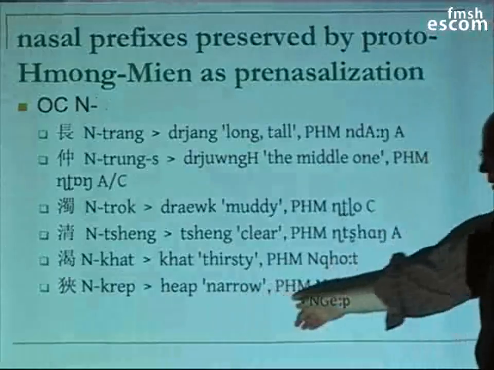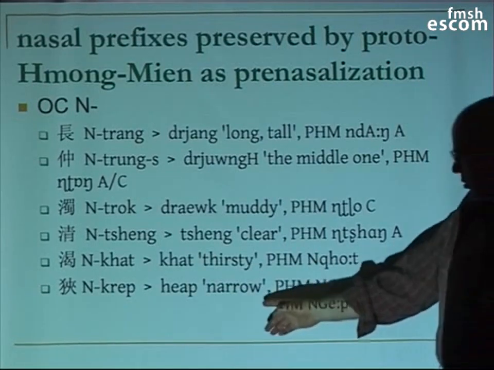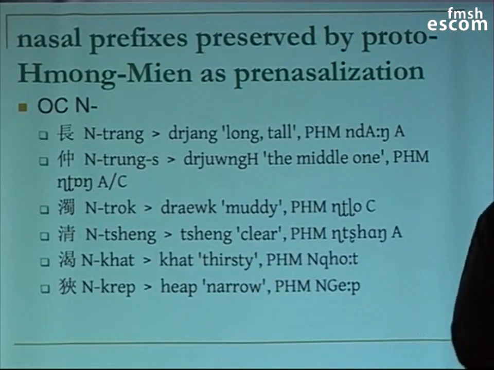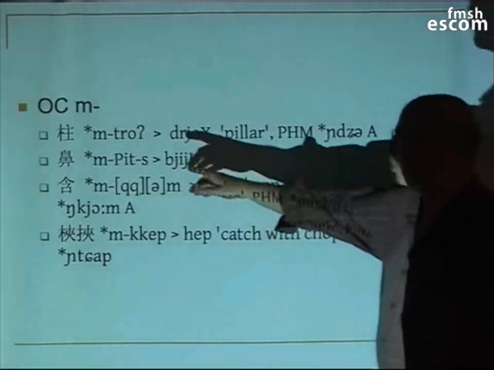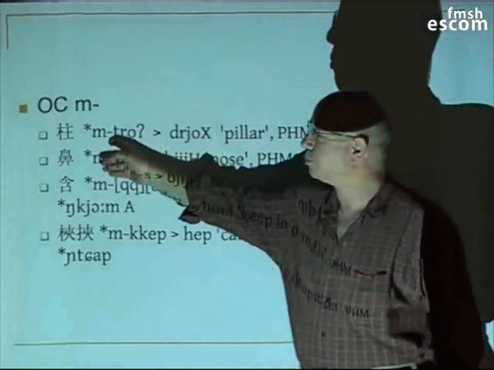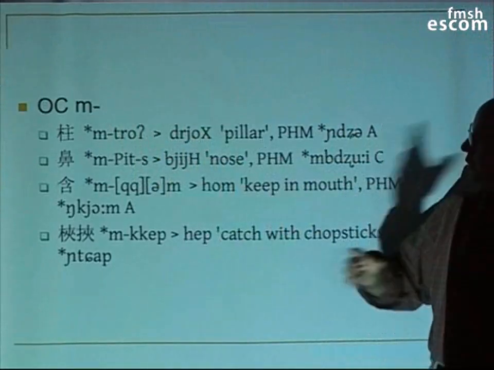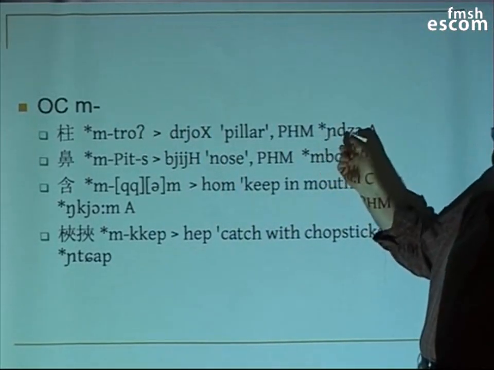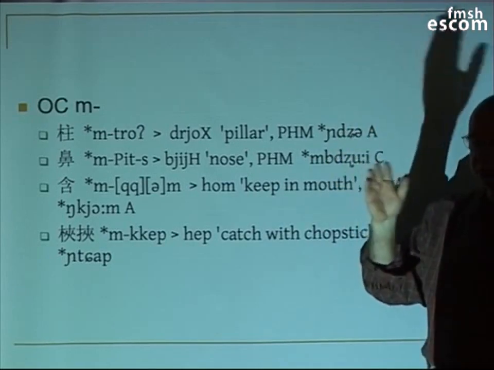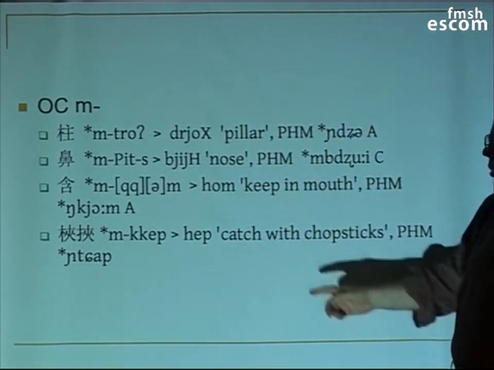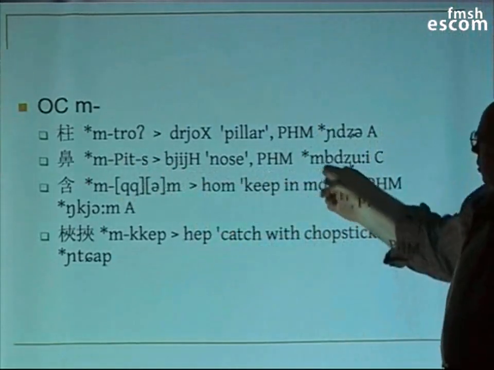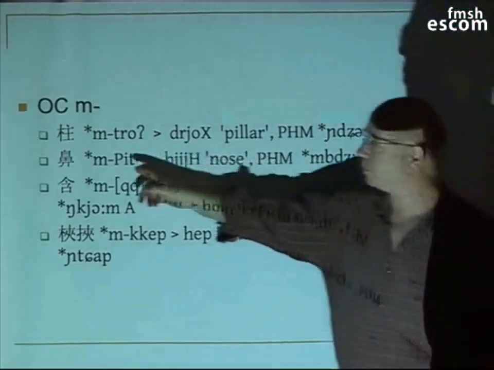And here's another example, which I already gave yesterday. So this is the intransitive of crepe, to press. Examples of the N prefix being retained in Miao-Yao. You remember this example, a column, a pillar, which is the instrumental of tro, to support. Well, this is borrowed by Hongyan as nj. And it's also borrowed by one Kadai language with a prenasal. This really has a prenasal.